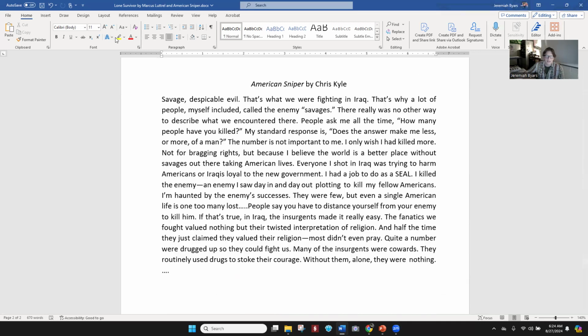And here's Chris Kyle's description. While it's not the same exact people because he's in Iraq, he is still an American fighting in the Middle East against a native group of people who inhabit the area in which America has now taken place. Okay. Here we go.